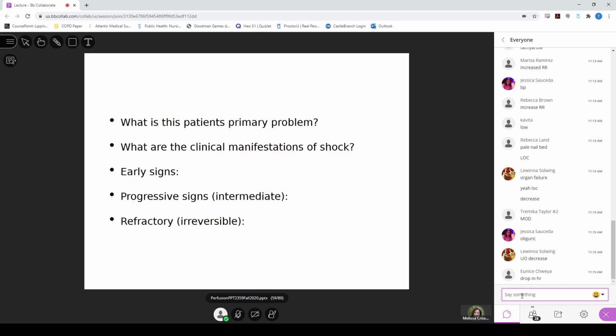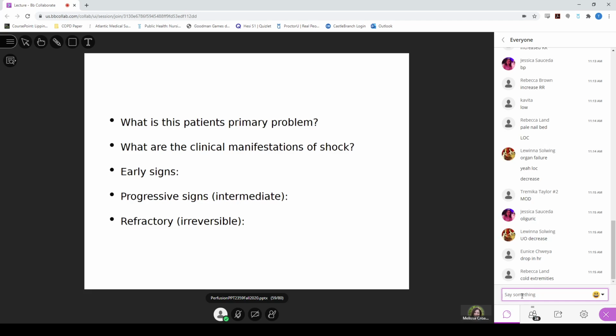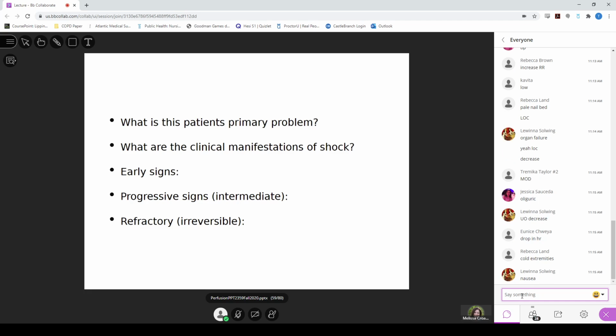So they're going to have that decrease. Blood pressure is going to drop. The pulse rate is going to increase, but not only will it increase, it will be weak and thready peripherally. Respirations are still increased, but now they have some dyspnea.